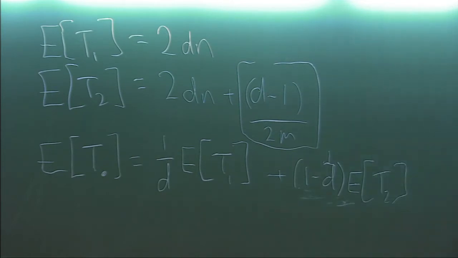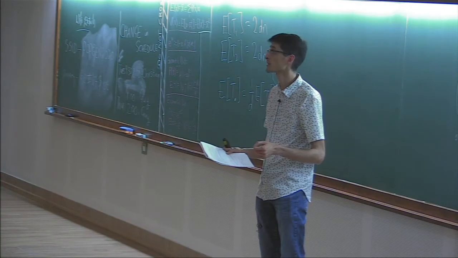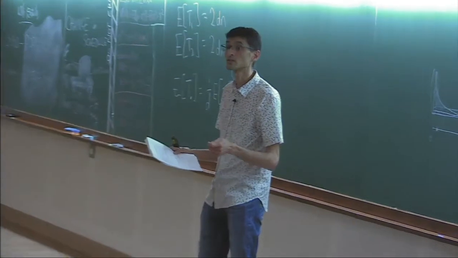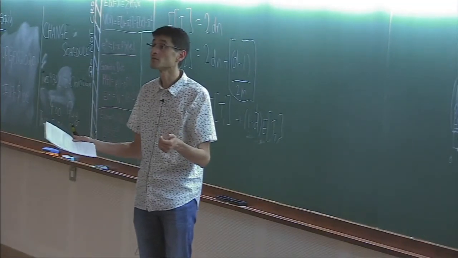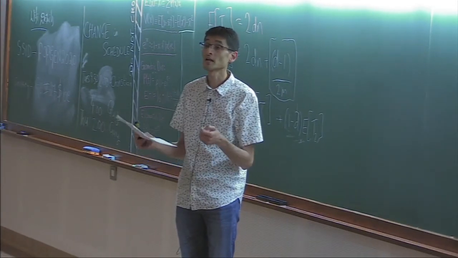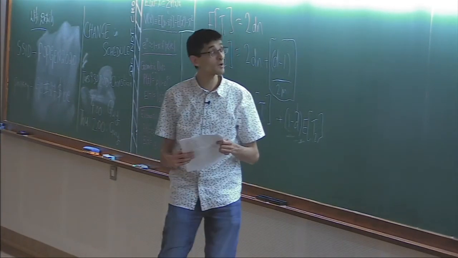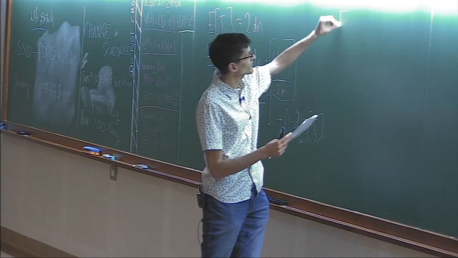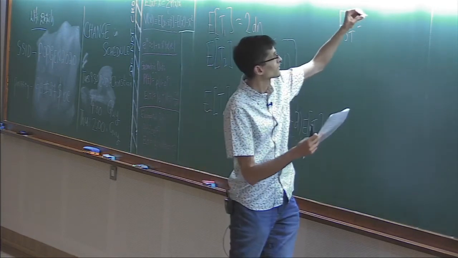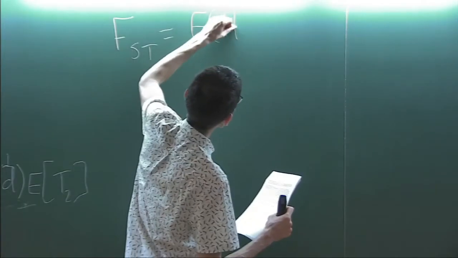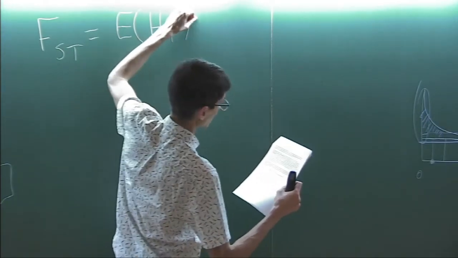The last thing I wanted to finish up with this part is relating this to the idea of FST. Who here has heard of FST before? Yeah, so most of you, right? So you know this is a measure of population differentiation that Sewall Wright came up with, and it's often written something like this.